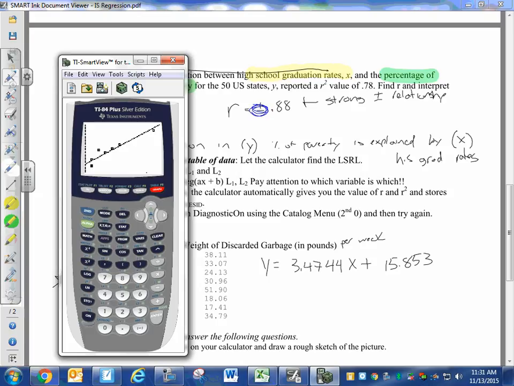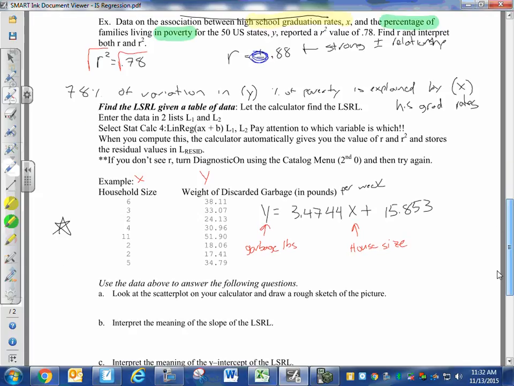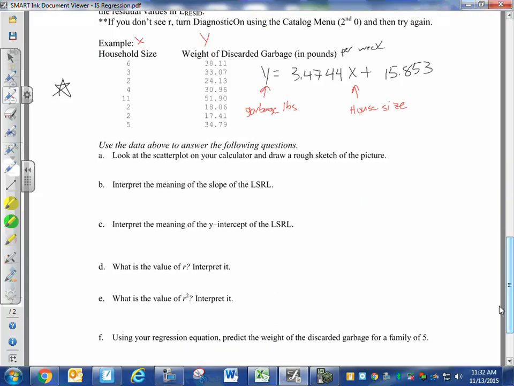Okay? Now, what does y stand for in this line? Garbage, right? These were our x's, these are our y's. So this is our garbage in pounds, which is dependent on our independent variable, our household size. Very important to have this down because that will help you with the next questions once we get to the end.